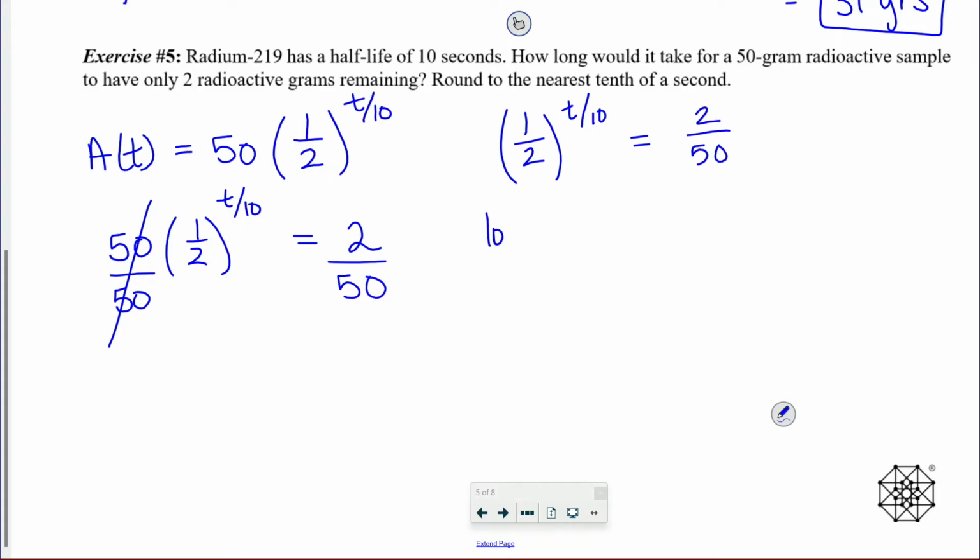Now I can take the logarithm base 1/2 of both sides: the log base 1/2 of 1/2 to the t over 10 is equal to the log base 1/2 of 2/50ths.